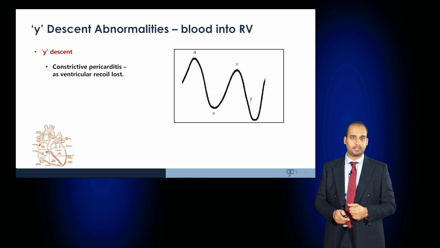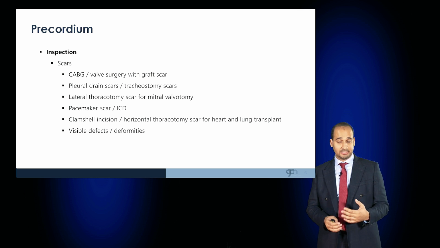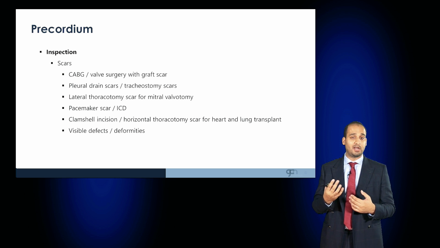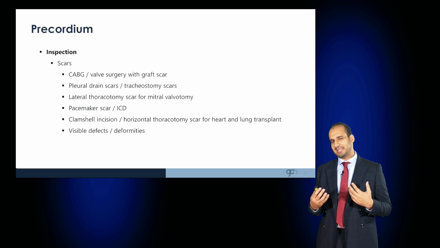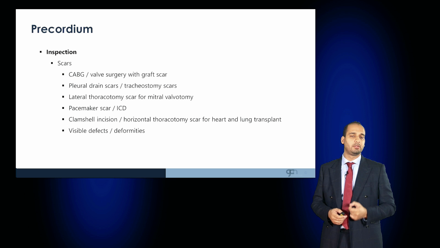Now move on to the precordium. Start with a thorough inspection. Inspect for any signs of scars. This may be from heart surgery, from pleural drains, there may be a pacemaker scar, or they may have more advanced scars such as a clamshell incision, and they may have any obvious defects or deformities or visible pulsations, and a good thorough inspection should pick up these various features.